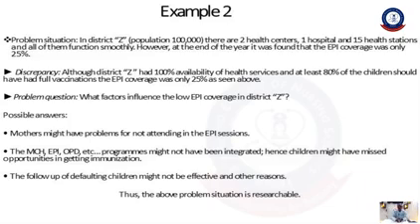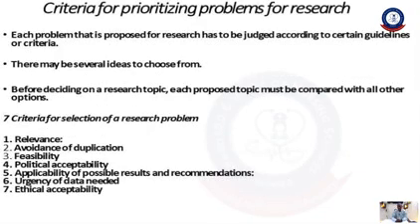Then what are the criteria for prioritizing a problem for research? Each problem that is proposed for research has to be judged according to certain guidelines or criteria. There may be several ideas to choose from. Before deciding on a research topic, each proposed topic must be compared with all other options. So in this regard, there are 7 criteria for selection of a research problem.